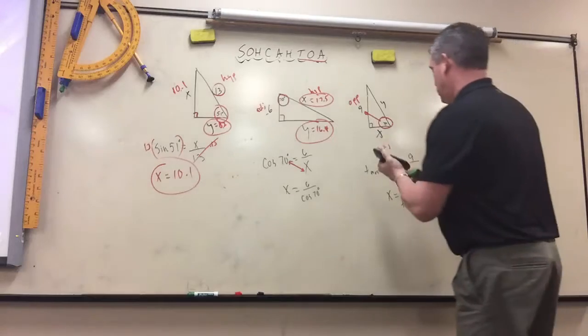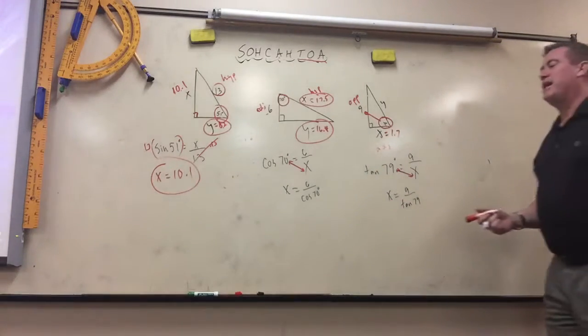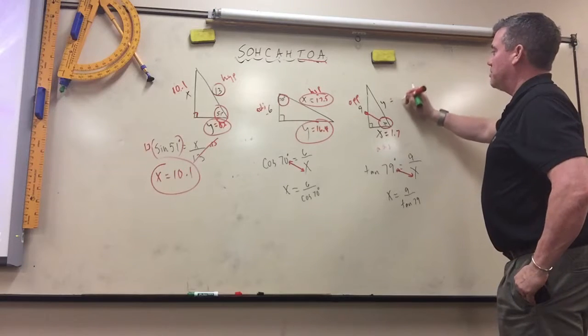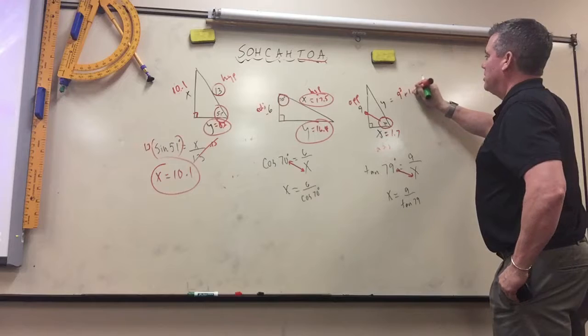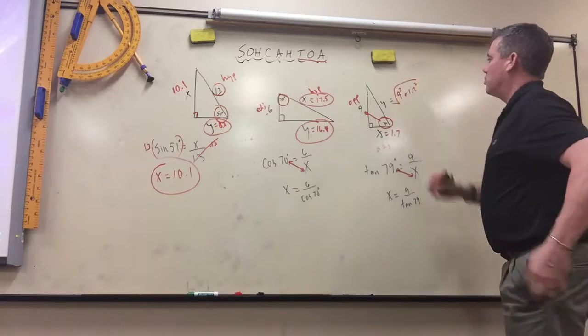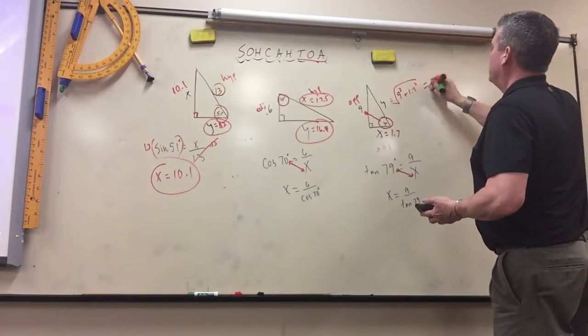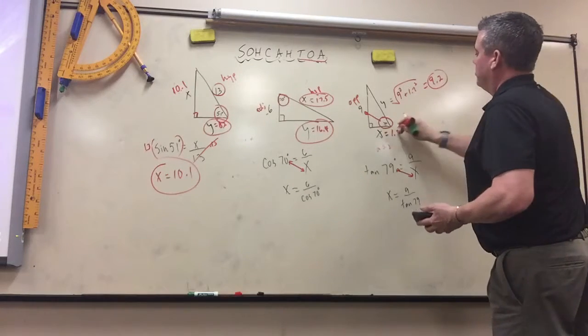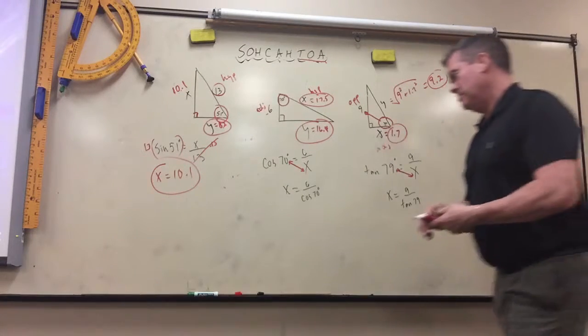What is it? 1.7. So then again, to find the hypotenuse, the quickest thing to do is the Pythagorean theorem. Since you're looking for the hypotenuse, it'd be 9 squared plus 1.7 squared, square rooted. 9.2. Okay. So that's what we're doing today.